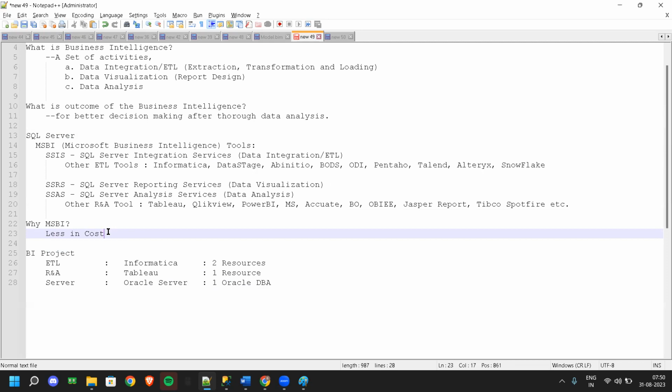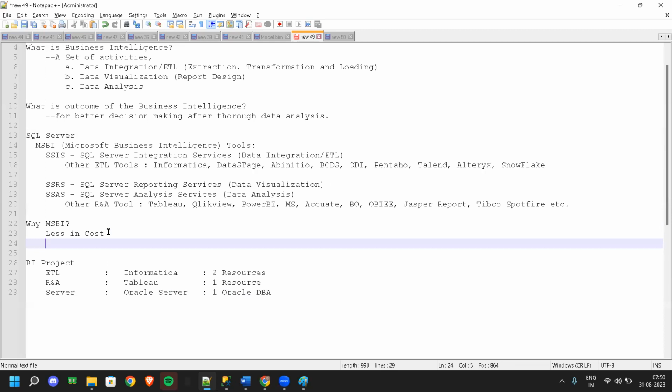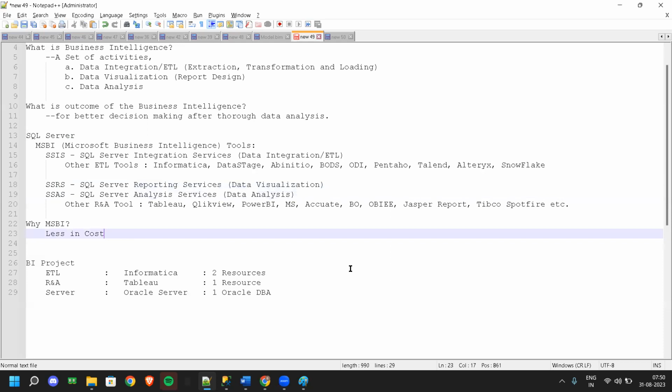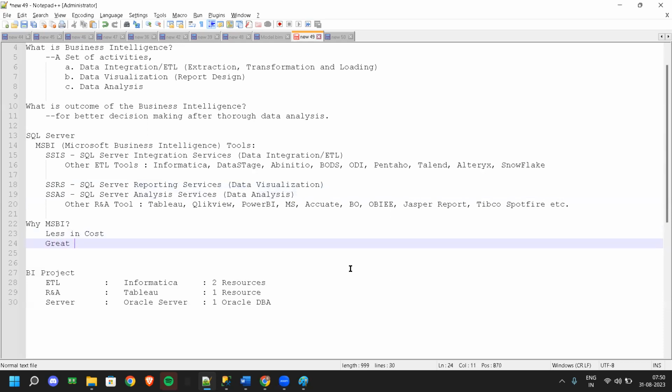Okay, you people are saying, hey Balaji, it's less in cost. How about the performance and security? Sir, every MSBI tool has its own security properties. SSRS has its own security mechanism. SSAS has its own security mechanism. And SQL Server has its own security mechanism. So it is great in providing data security as well.